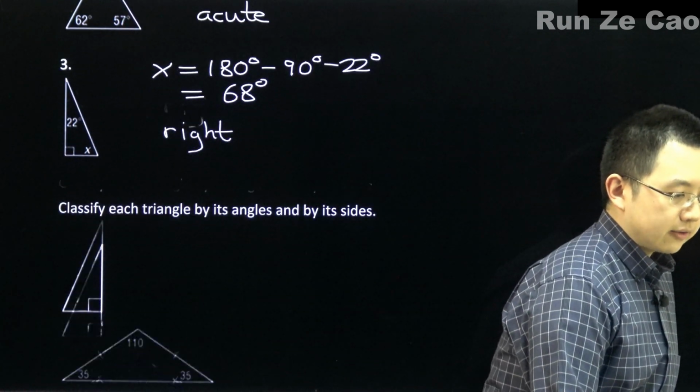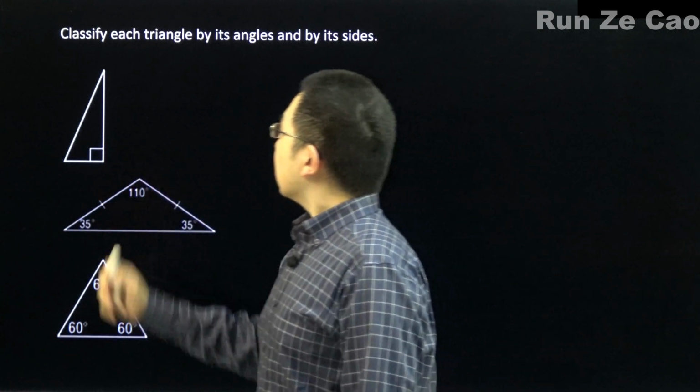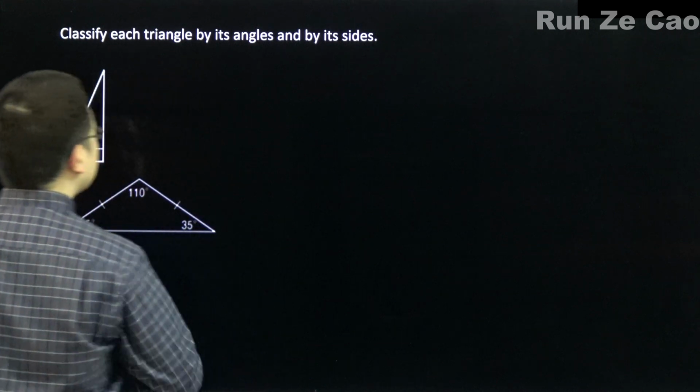Classify each of these triangles here by the angles and by the sides. Well, this one is a right triangle, and we can obviously see that it is scalene.